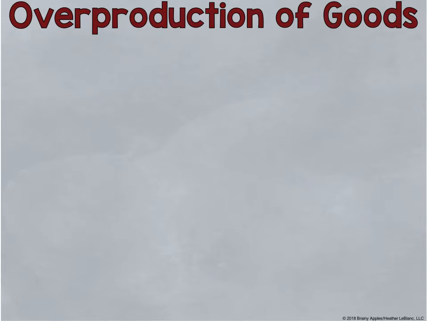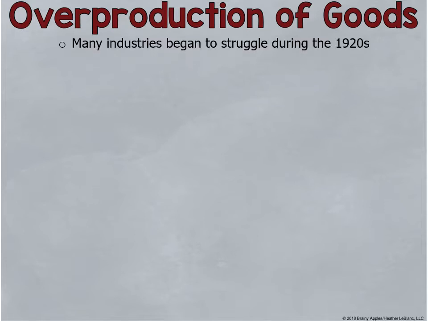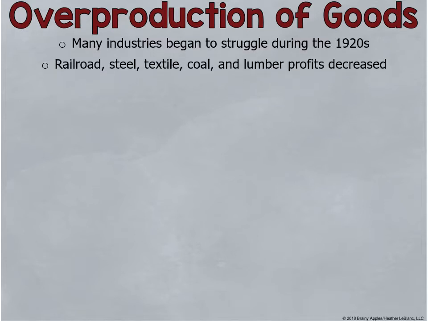All right, so the first thing we're going to look at is overproduction of goods. So we've talked about this before. Americans love stuff. So, of course, we're going to be increasing the amount of stuff we're making after the Industrial Revolution and World War I. So, many industries began to struggle in the 1920s. Railroad, steel, textile, coal, and lumber profits definitely dropped. Even the big businesses, like we talked about Ford, Goodyear, they're struggling as well.